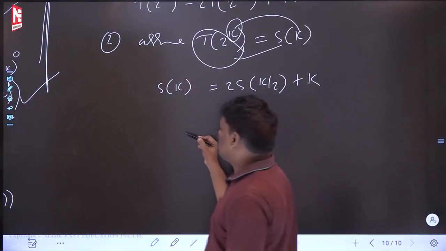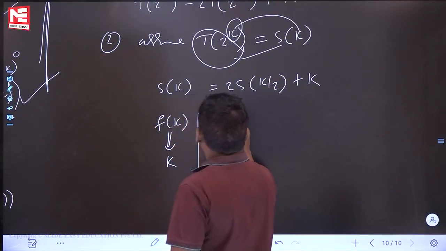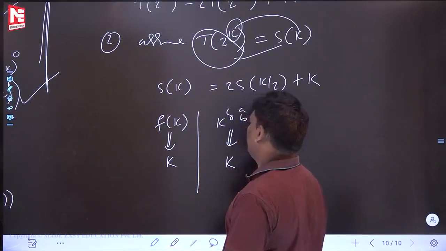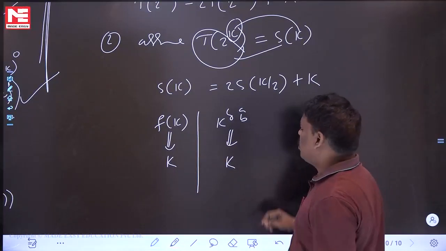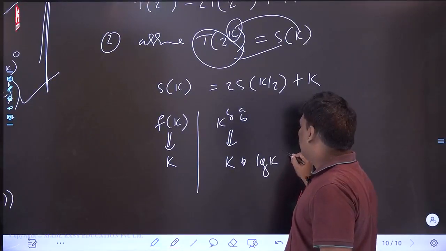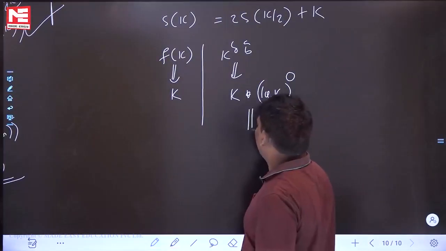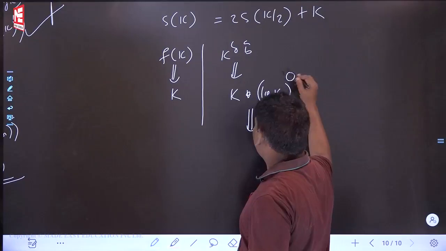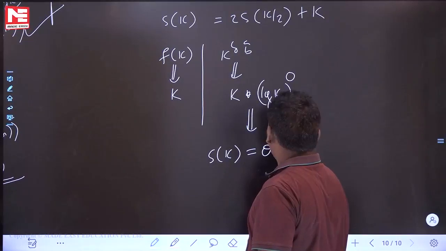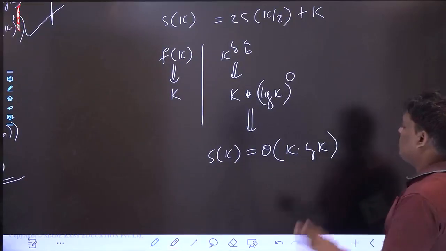Now solve this using the master theorem. What is f of k? The answer is k. Next, k power log a base b, that is k power log 2 base 2. What is the answer? k. Both are equal. Which case of the master theorem? The third case. What will the third case say? Go to the right side, add log k whole power something so that both are equal. I think 0. Then the answer is the same thing, with 0 right here. Just write 0 plus 1. The answer is S of k is equal to theta of k into log k whole power 0 plus 1, which is 1. So S of k is equal to this one.